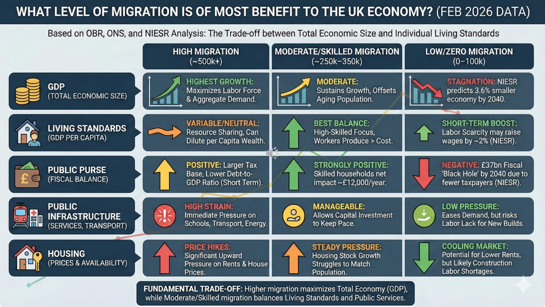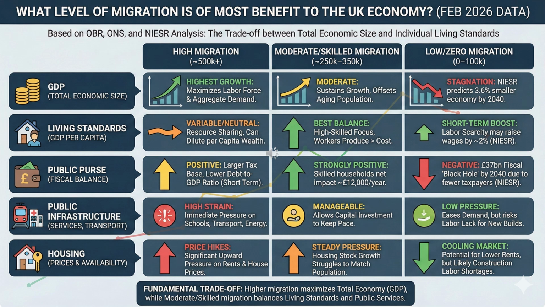There is a fundamental trade-off. Higher migration maximizes the total size of the economy, while moderate/highly skilled migration is better for individual living standards and public infrastructure. As of February 2026, data from the Office for Budget Responsibility, OBR, Office for National Statistics, ONS, and the National Institute of Economic and Social Research, NIESR, provides a clear comparison of how different levels of migration impact the UK. Comparative table.